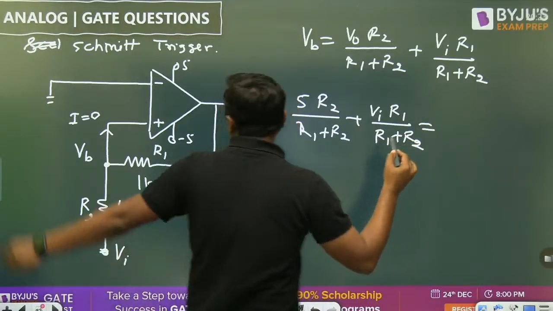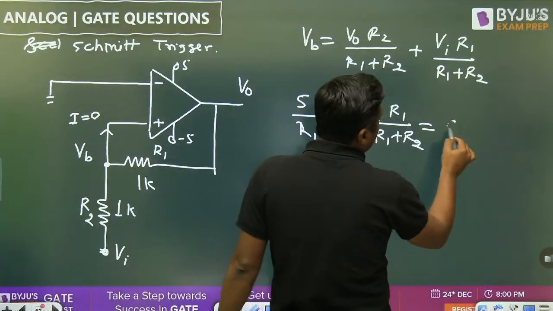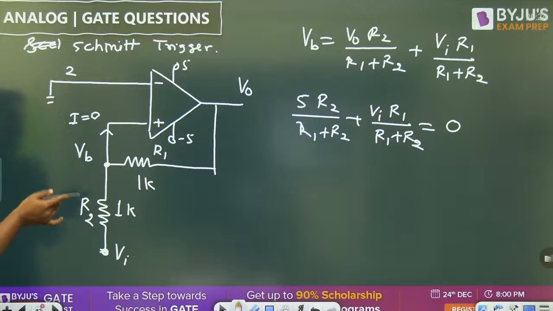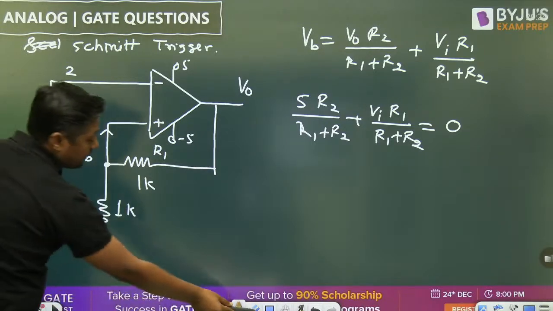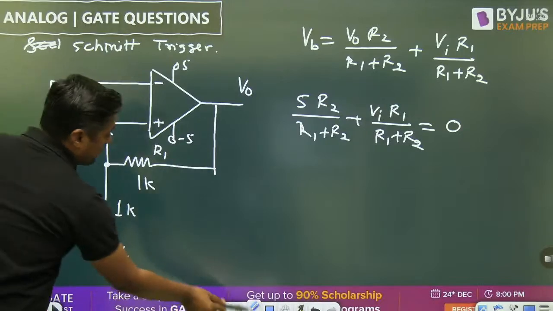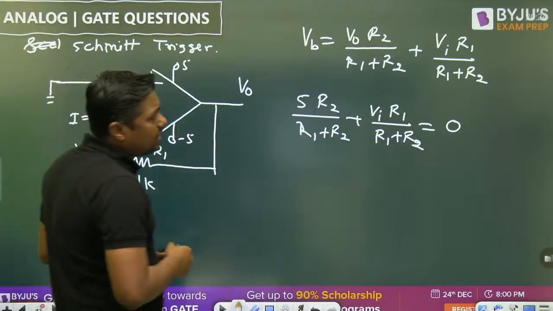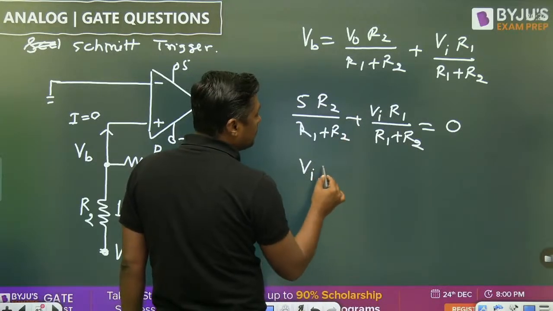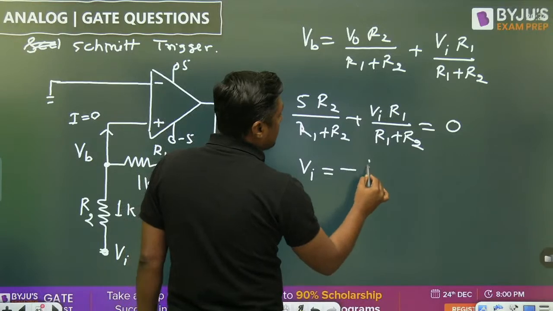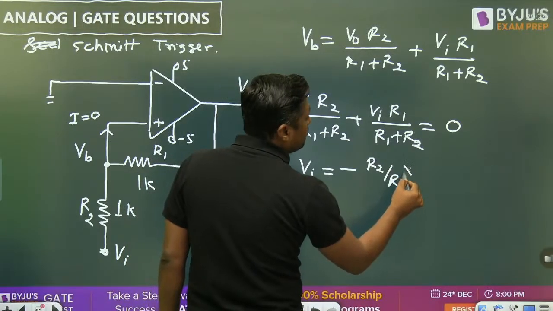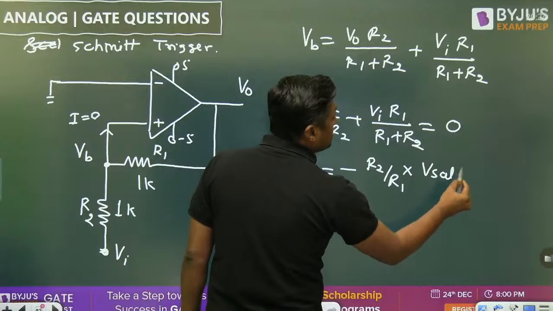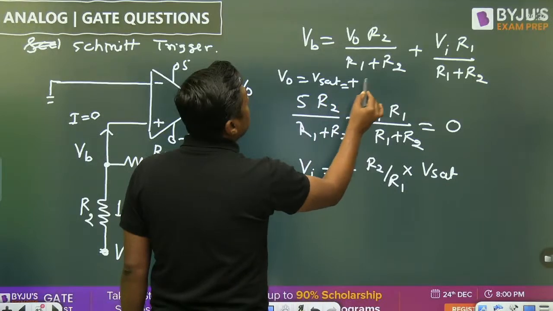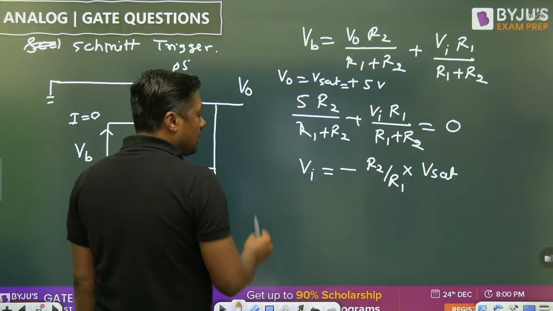Now equate it to what? The negative terminal voltage. What is the negative terminal voltage? 0 here. For example, if it is 2 volt, my dear, equate it to 2 volt. If it is 3 volt, then equate it to 3 volt. But if it is 0 volt, then equate it to 0 volt and then find the value of Vi. So you will get the general answer: Vi is equal to minus R2 by R1 into 5. What is the 5? It is nothing but plus Vset. V0 is equal to Vset, which is 5 volt. So that is the general formula.